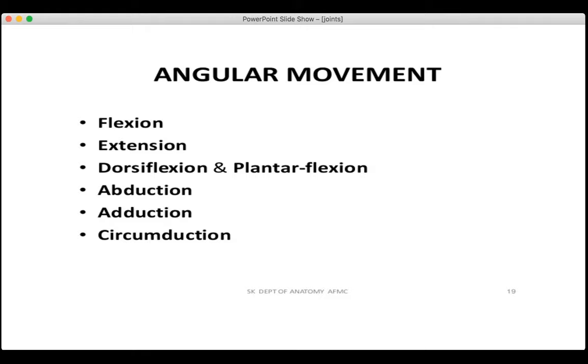Second major biomechanical advantage of joints is the movements which you do. All those movements you already know, like flexion, extension, dorsiflexion, plantar flexion, that is of your ankle, abduction, adduction, circumduction. In all these movements, joints are involved, and joints play a crucial role. If there is some problem in the joint, these movements are not possible, and these movements are building blocks of your body, building blocks of your movements. In other words, these are the building blocks of your game. If you are not able to perform these well, you can't play well. So this is the second major biomechanical advantage of joints: with joints, these movements are possible.